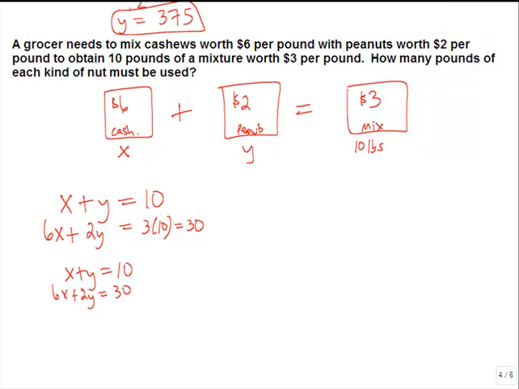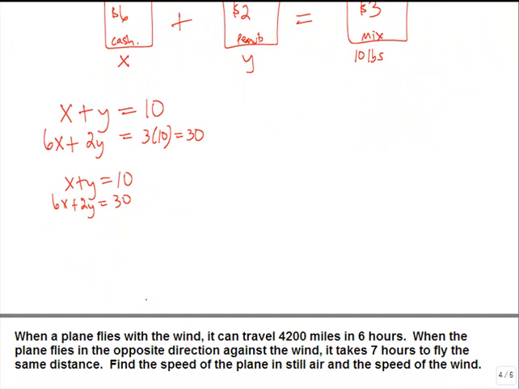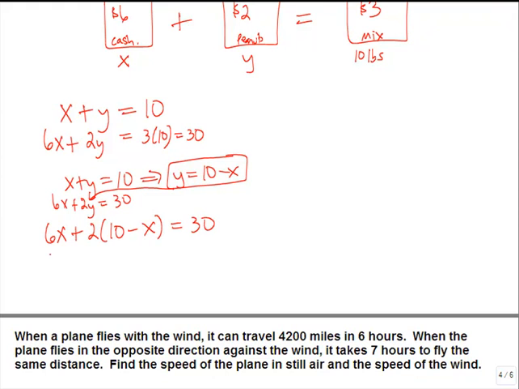Now to solve it, you can use either substitution or elimination. Let's do substitution on this one since we've been doing a lot of elimination lately. This top equation is very easy to solve for y. All I would have to do is subtract that x to the other side. So let me go ahead and do that. So y is 10 minus x, and I'm going to substitute that in for this y in the second equation. So it becomes 6x plus 2 parentheses 10 minus x. Now if I distribute, I get 6x plus 20 minus 2x equals 30.